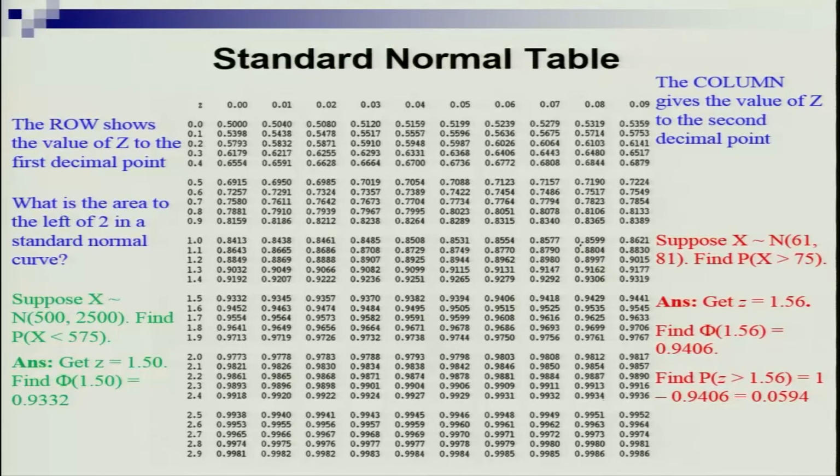And this is not the end of the story, because note that here I am asked to find out the probability that x is higher than some number, right. So, I have to now subtract this particular phi value or the cumulative probability value from 1, and I get the number 0.0594. That is my probability that x will be higher than 75 in this case.